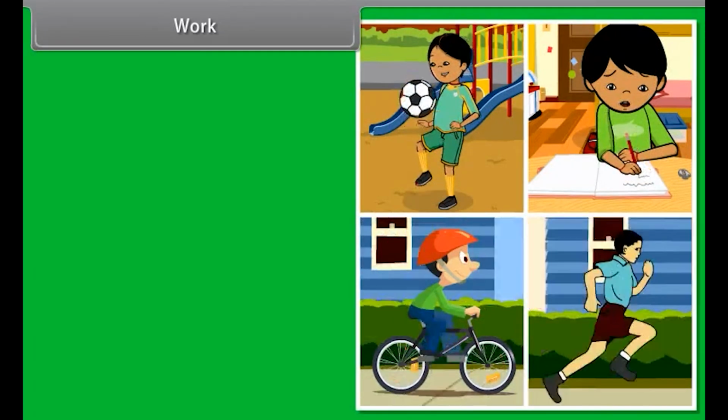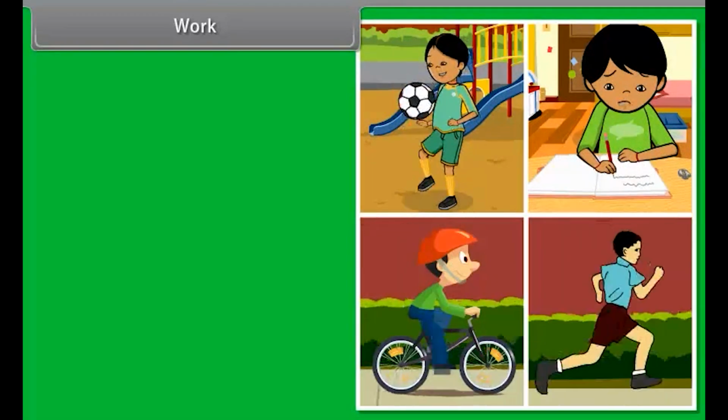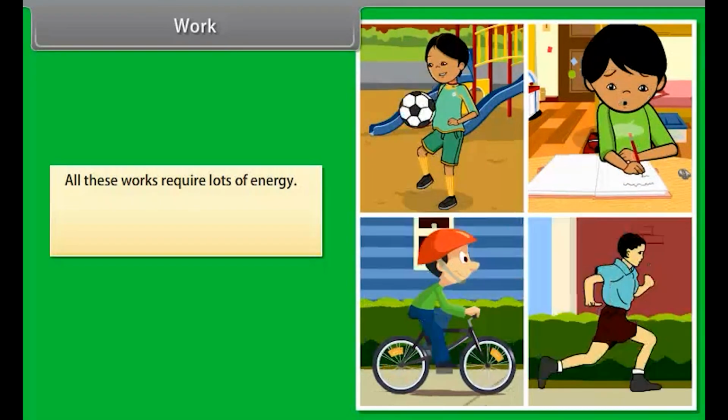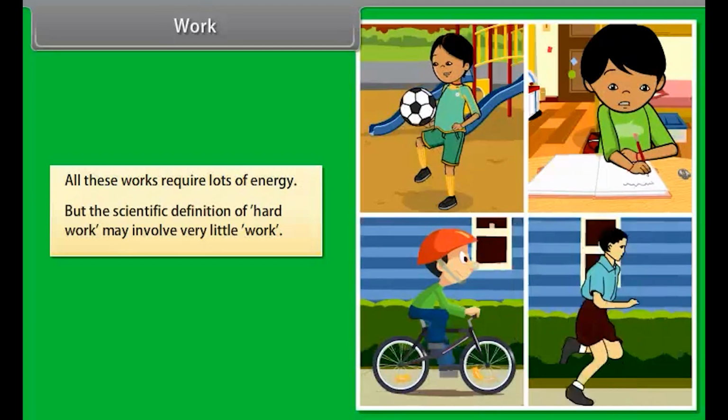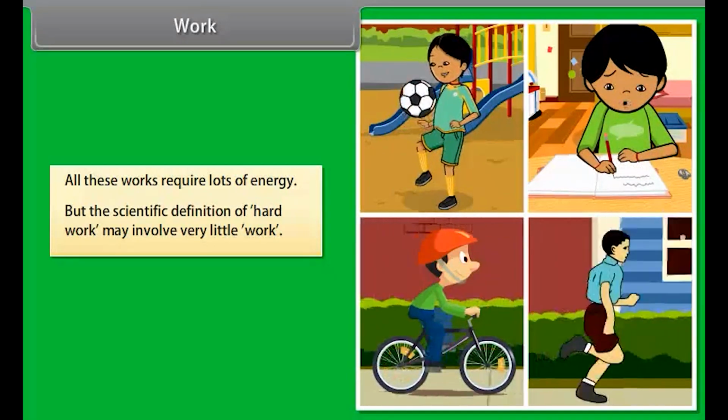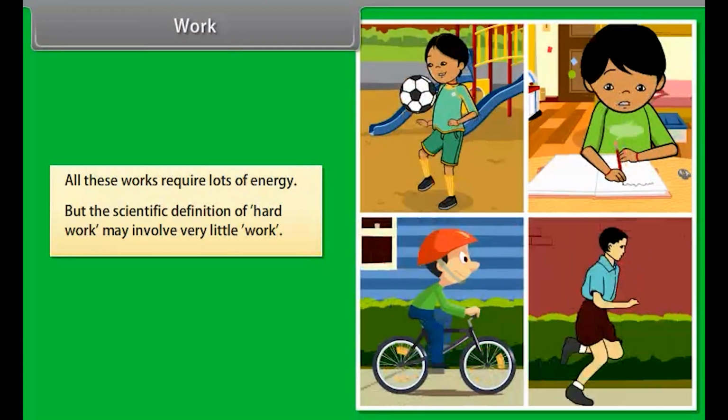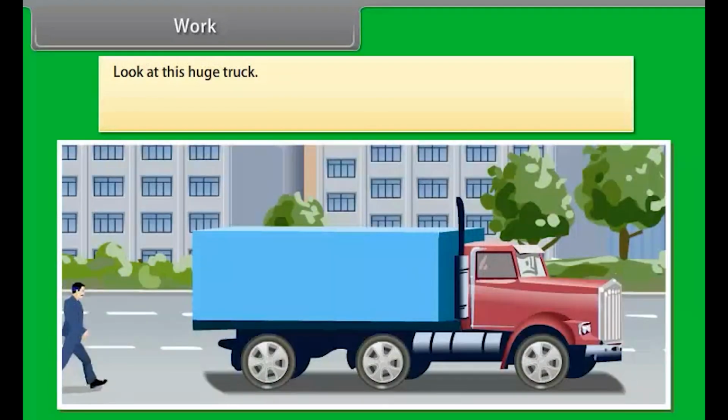Work. Friends, we do lots of work like playing, studying, cycling, running, etc. All these works require a lot of energy. But the scientific definition of hard work may involve very little work. Let's see how. Look at this huge truck.